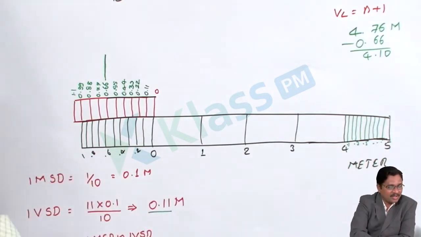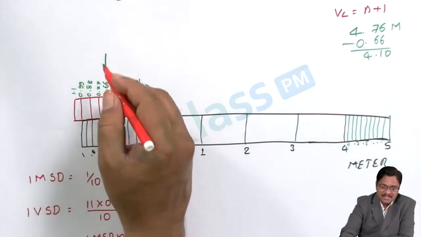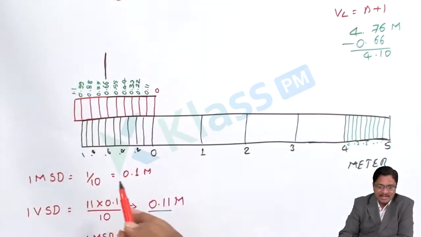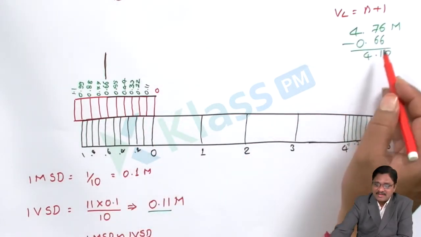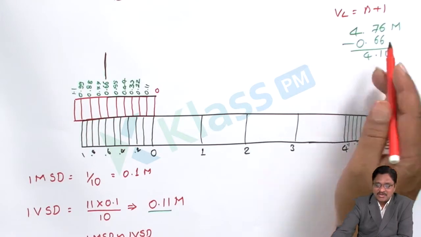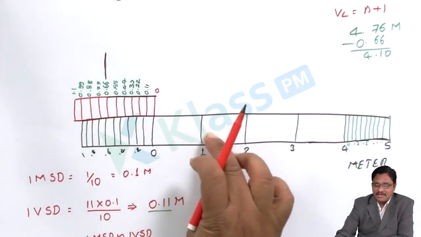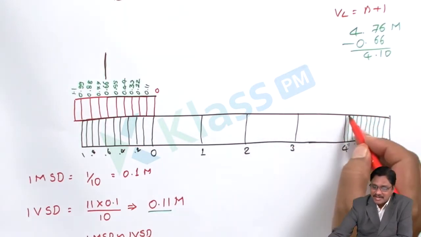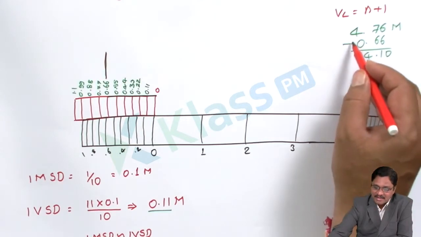Now coming to the marking of the distance. How can the distance be marked here? The first extension line I have taken here. 0.66 is already covered on the Vernier length, so I subtract it, and the leftover distance is 4.10. So here also I have to take the distance of 4.10: 1, 2, 3, 4. After the 4 I have to take the first division. So I am getting 4.1, and I draw the extension line.